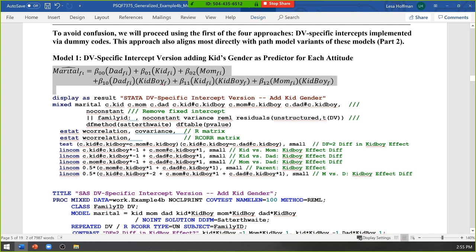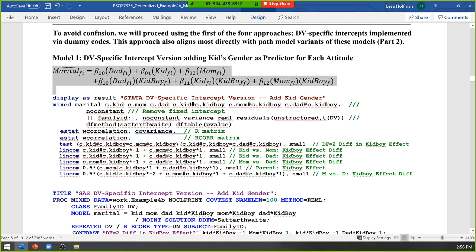whether or not it's a girl as a default versus a boy as the one group, and that predictor, which is a family level predictor, in each of here. So in terms of the subscripts, the first subscript is for the family, and the second subscript is for the person, the individual from there. So 00, 01, 02, because kid is the first predictor with respect to the person, mom is the second predictor with respect to the person, kid boy is a family level predictor.